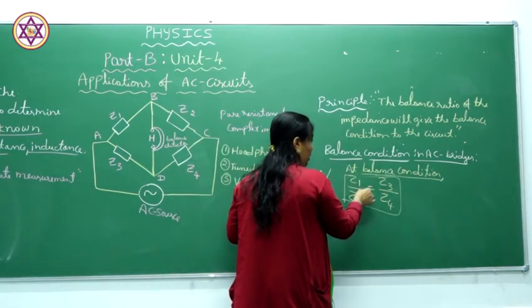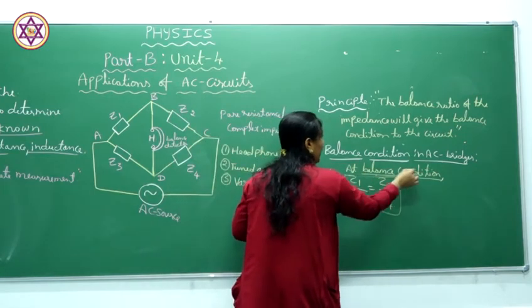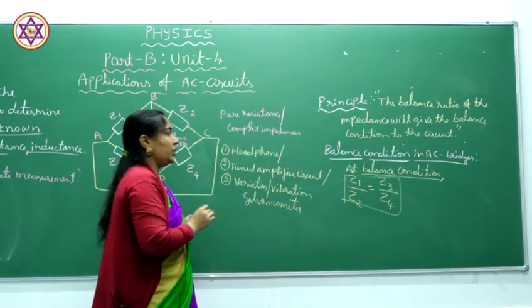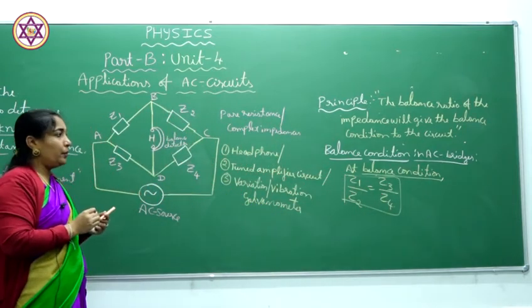The balance ratio of the impedance will give the balance condition to the circuit. So this is the balance condition for AC bridges.